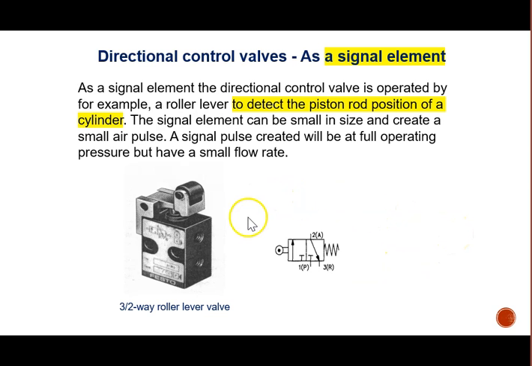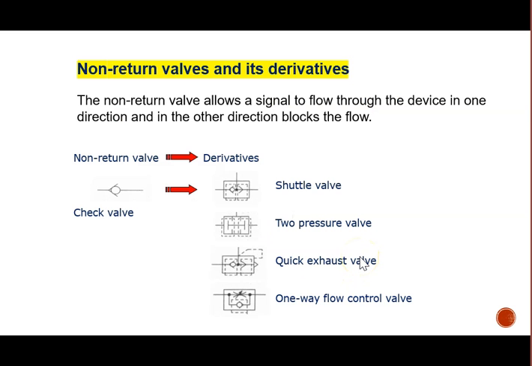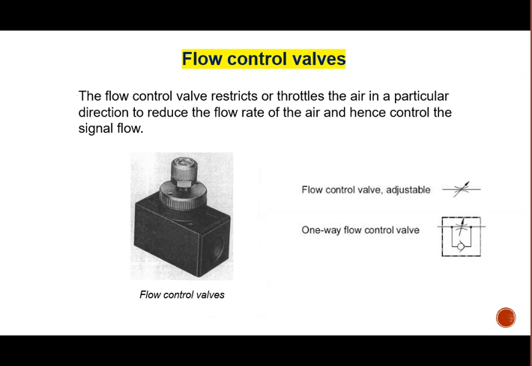Okay, for the signal element, these are the limit switches, which detect the piston rod position of a cylinder. So we will use this in our circuit. And the non-return valve is usually for signal to flow through the device in one-way direction. Okay, they will help to regulate the compressed air. And then these are the flow control valves.